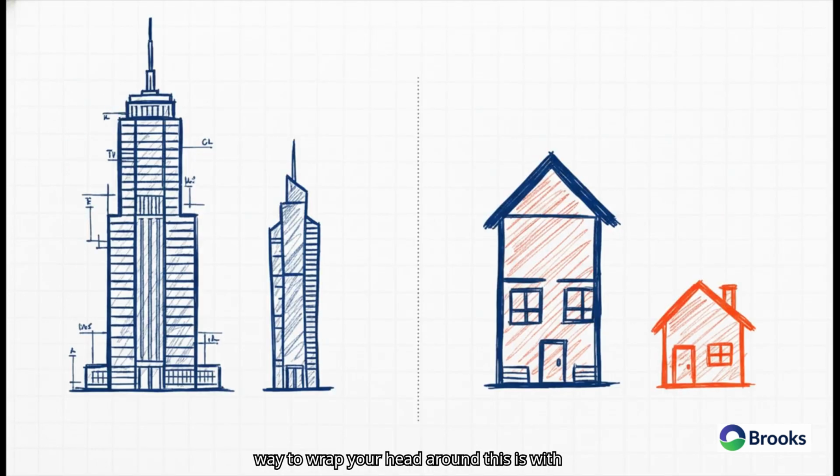Probably the easiest way to wrap your head around this is with an analogy. Think of it like this. You would never use the blueprint for a giant skyscraper to build a single-family home, right? It just wouldn't make sense. Well, in the same way, you wouldn't use a process improvement perspective when what you really need is a high-level strategic one. Each perspective is simply a different blueprint for success.